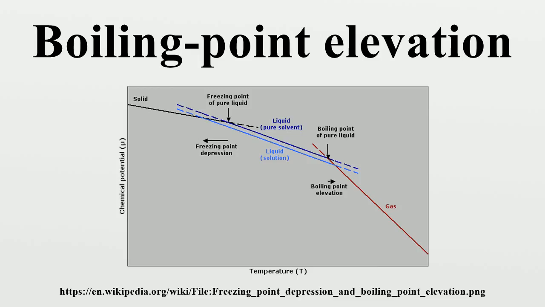Non-integer i factors result from ion pairs in solution, which lower the effective number of particles in the solution. The equation after including the van 't Hoff factor is ΔTb = Kb·b·i. At high concentrations, the above formula is less precise due to non-ideality of the solution.